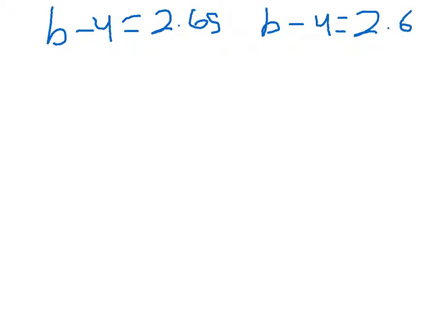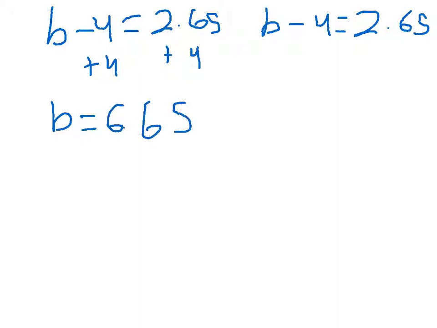So we have b minus 4 equals 2.65, and then b minus 4 equals negative 2.65. Now let's solve for b on both of these. So we add 4, and we get b equals 6.65, I believe. And on the other side, when you add 4, this is supposed to be a negative, you get b equals positive 1.35.